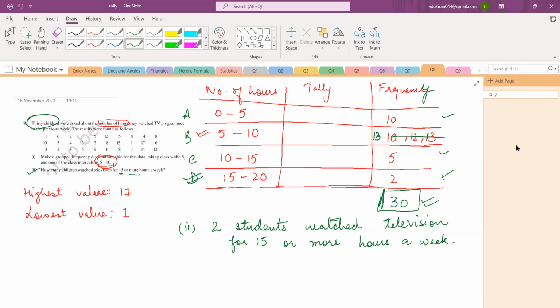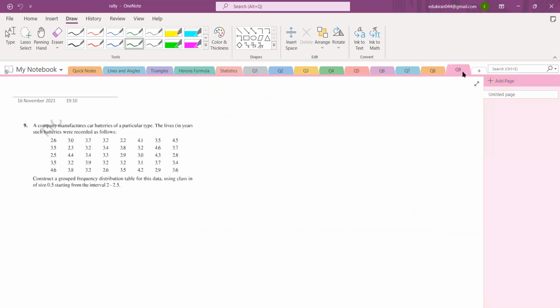Okay, written? Yes, ma'am. Okay, let's move to question number 9 then. I think this is the last question of the exercise. A company manufactures car batteries of a particular type. The lives in years of such batteries were recorded. So what is given to you? Number of years are given to you. Fine.